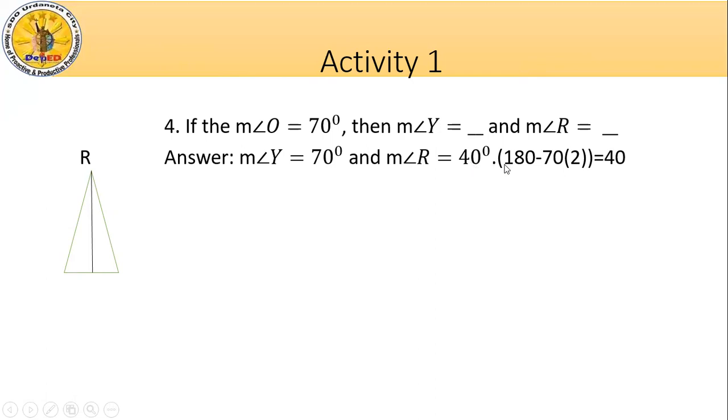Since we know that the sum of the measures of the angles in a triangle is equal to 180 degrees, and the measure of angle O is 70 and that is a base angle, so there are two base angles, that is 140. So 180 minus 140 is equal to 40 degrees.